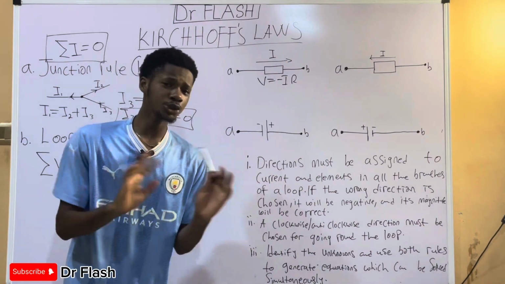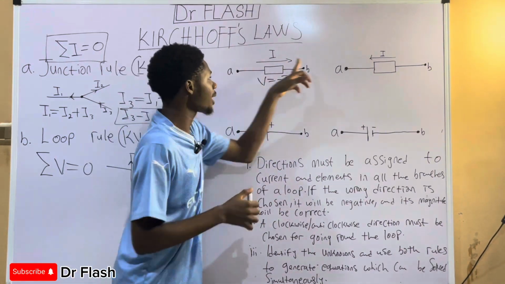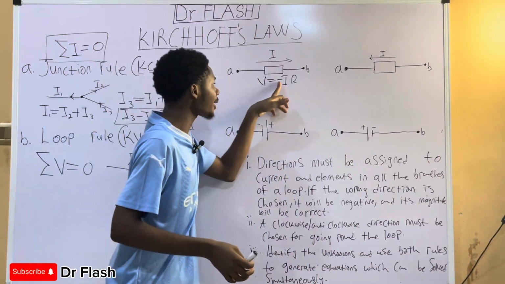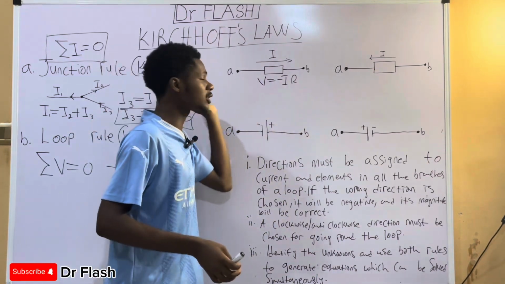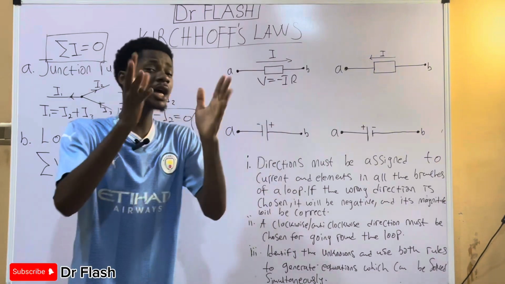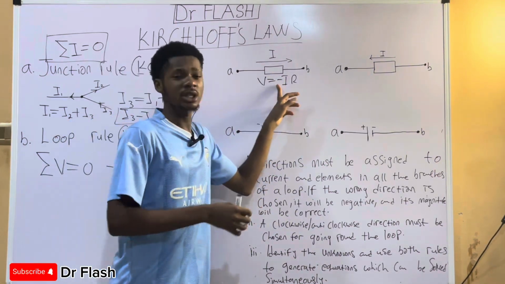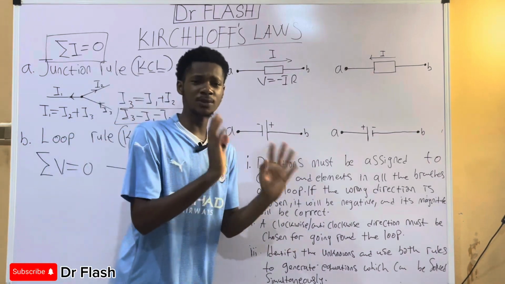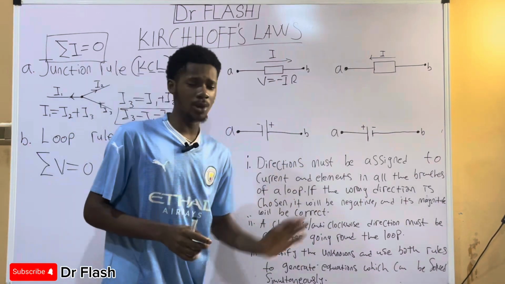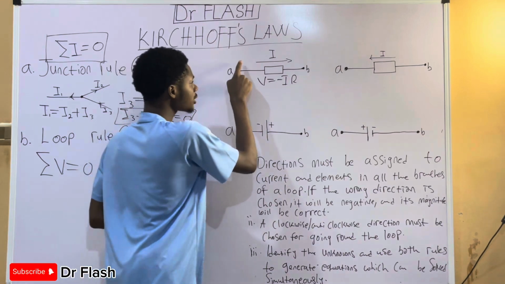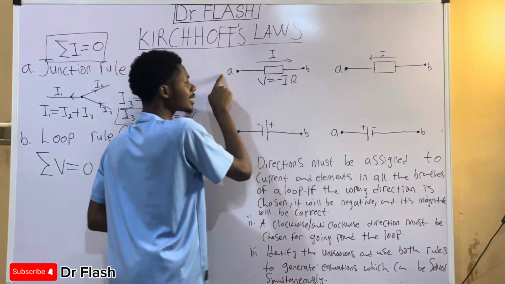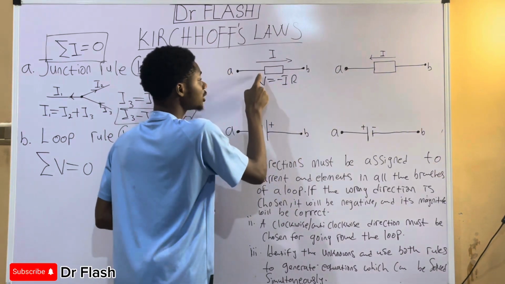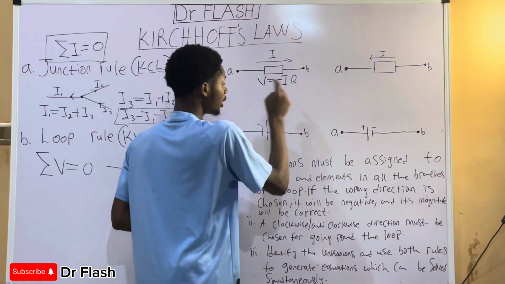But if we do not know that the current is moving from here to here, we will assume any direction. We can choose to write minus IR, or remove the negative sign so it becomes IR. In the end, after solving, if we get a negative, it means the direction we picked is in the opposite direction. If we get a positive, it means the direction is the one we assumed. So in this case, current is moving from A to B. It means A is at a higher potential and B is at a lower potential. That means the voltage across this resistor is negative.